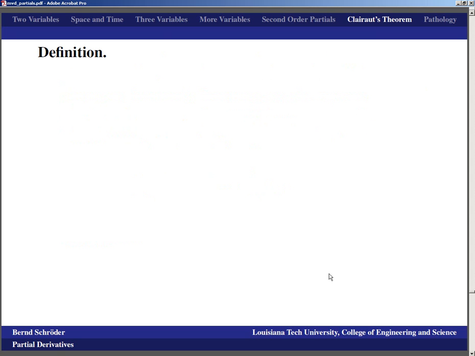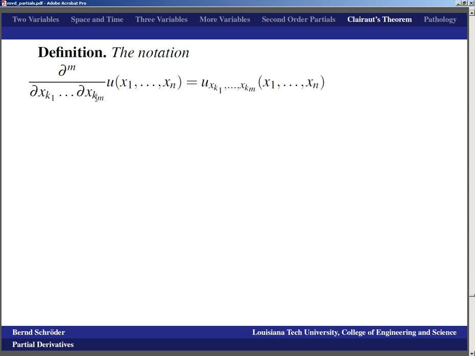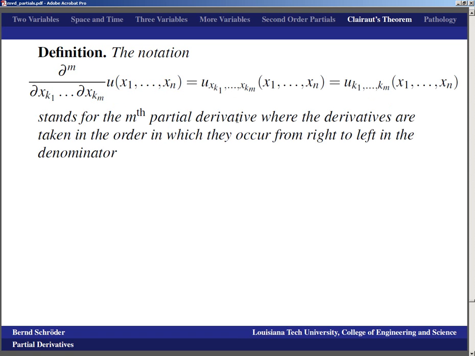Okay, moving on. Because the order in which higher order partial derivatives are taken does not matter, we can introduce a couple of notations. So an mth order partial derivative with respect to xk1 through xkm, which is also written as u sub xk1 through xkm, which is also written as u sub k1 through km if you just want to write the indices, stands for the mth partial derivative, where the derivatives are taken in the order in which they occur from right to left in the denominator.